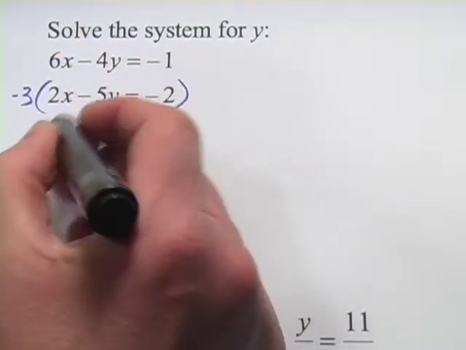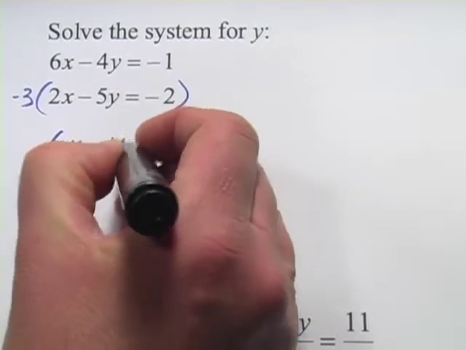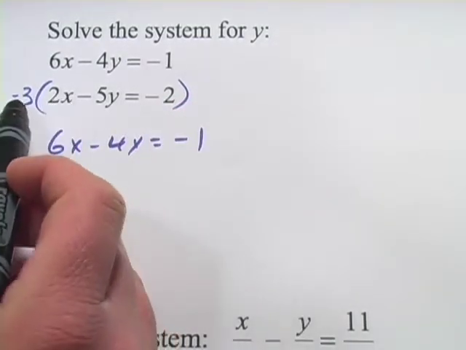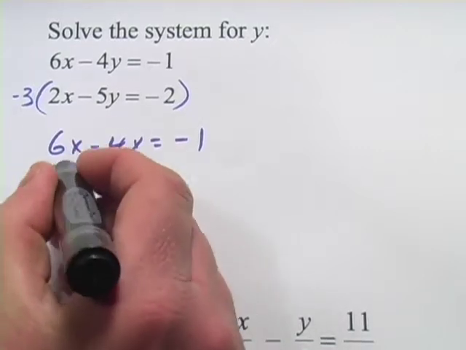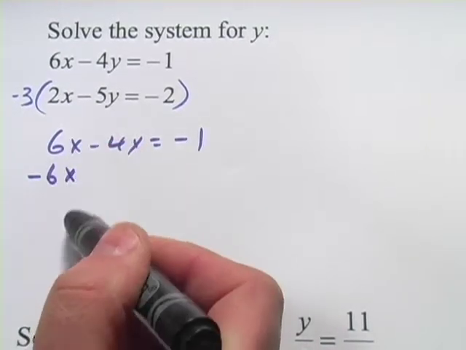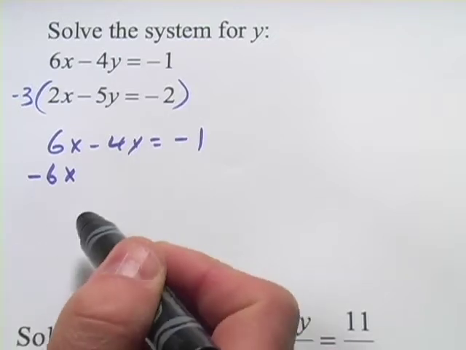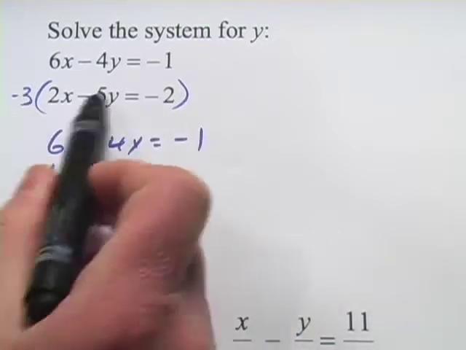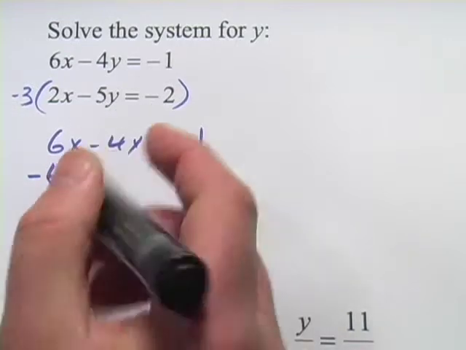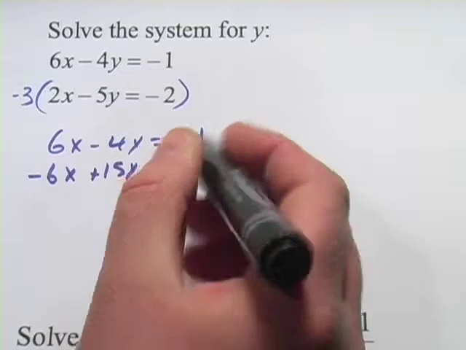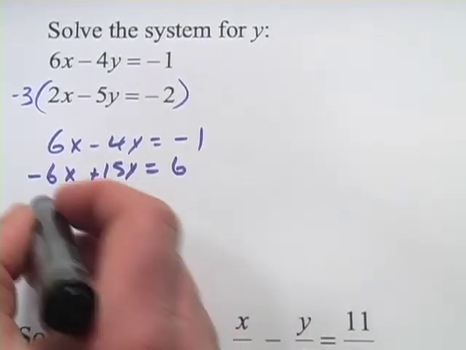So my top equation stays the same, 6x minus 4y equals -1. My bottom equation, let's multiply the -3 through. -3 times 2x is -6x. Now you can see what will happen here when we add them together. The x terms will come out to 0. It'll disappear. So that's good. But let's finish our multiplying through. -3 times a -5y, that's a positive 15y. And a -3 times a -2 is a positive 6.